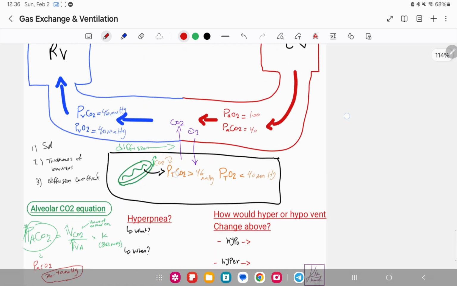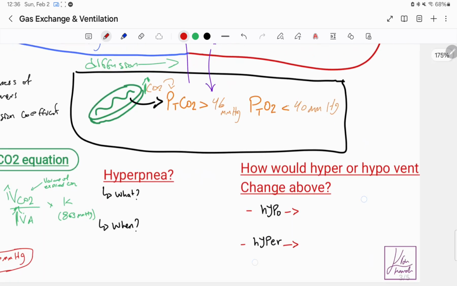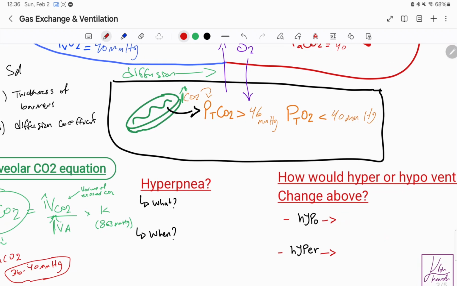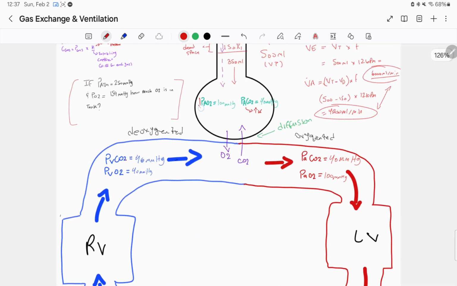Now, finally, we've got to discuss the situations as it comes to hyperpnea and hypo or hyperventilation. How would this above diagram change if you were to go through hypo or hyperventilation? What would happen? In a scenario of hypoventilation, what do I mean by hypoventilation? I mean you're not breathing enough. So what happens? Let's take a look at this diagram. If you're not breathing in enough air, the oxygen levels of the alveoli start to go down, and the CO2 levels in the blood will start to pile up.